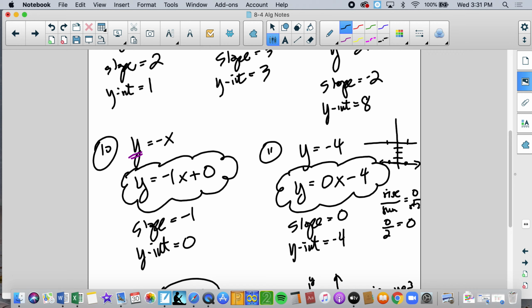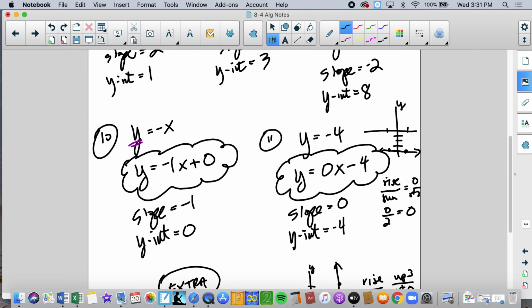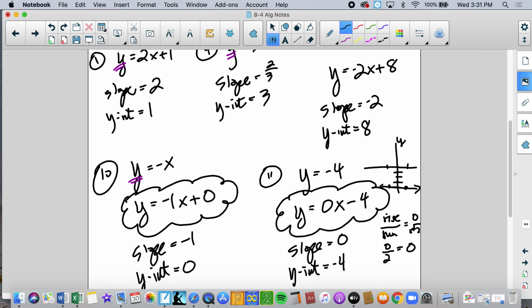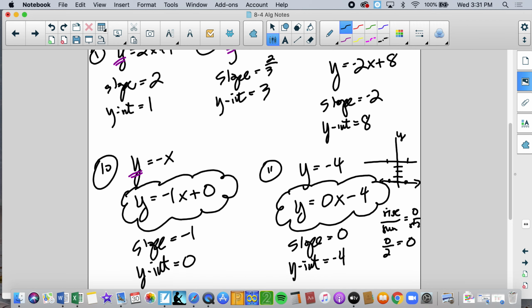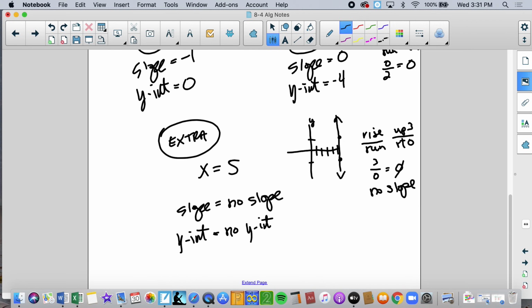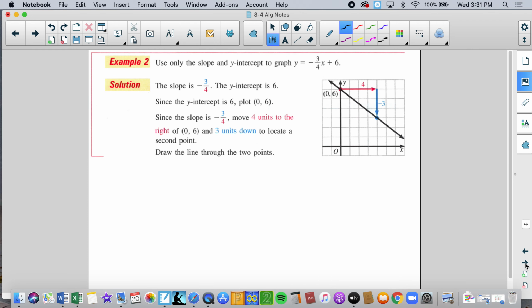Where does it cross the y-axis? It crosses at -4. So you'll see, even though there's only one variable in number 11, it still has a slope and a y-intercept. When you have 2 variables, it absolutely has a slope and an intercept. And when it only has one variable and it's x, there's no slope and no y-intercept. So very, very technical there. Lots of information for you to take in. Use only the slope and the y-intercept to graph.